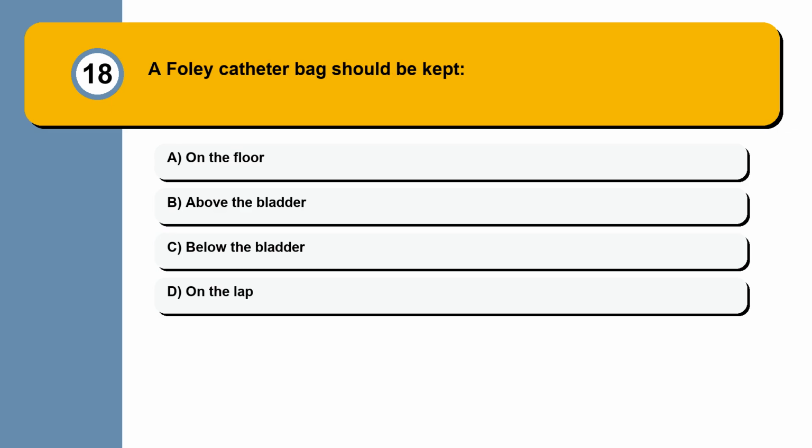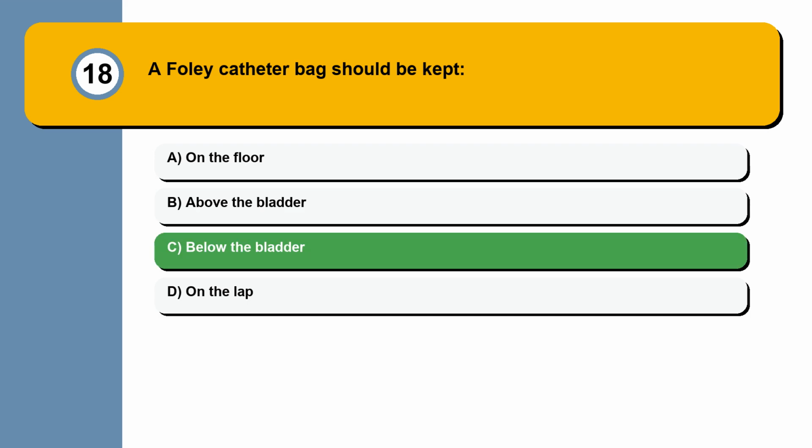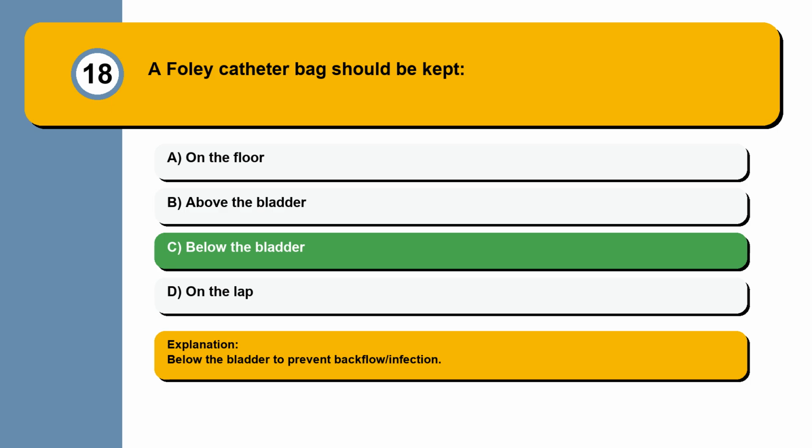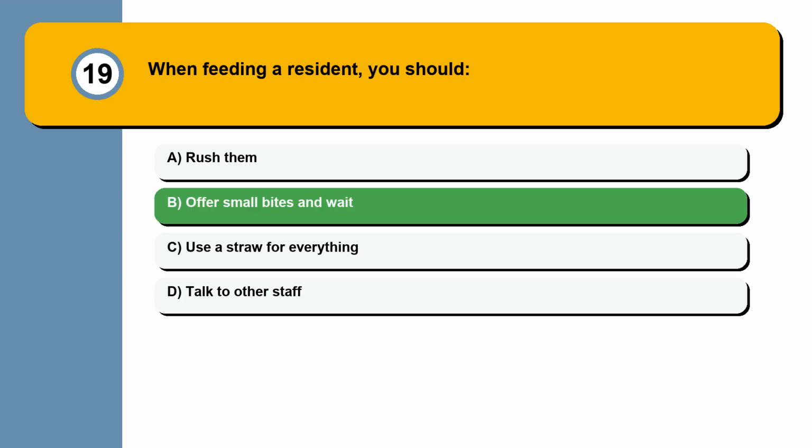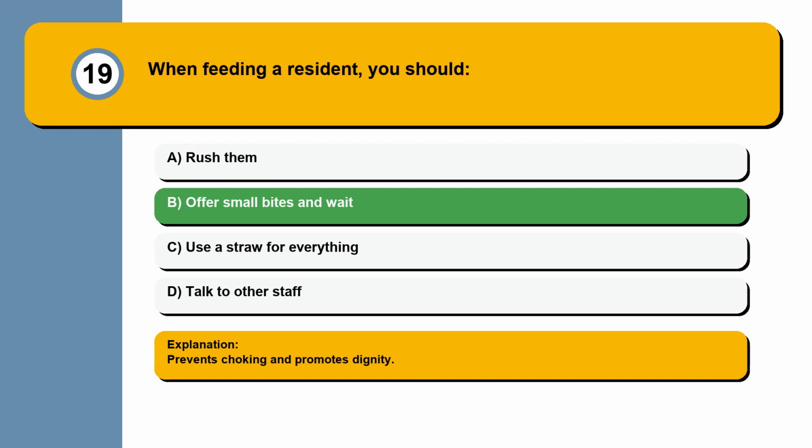Question 18. A Foley catheter bag should be kept on the floor, above the bladder, below the bladder, on the lap. Below the bladder to prevent backflow and infection. Question 19. When feeding a resident, you should rush them, offer small bites and wait, use a straw for everything, talk to other staff. Prevents choking and promotes dignity.